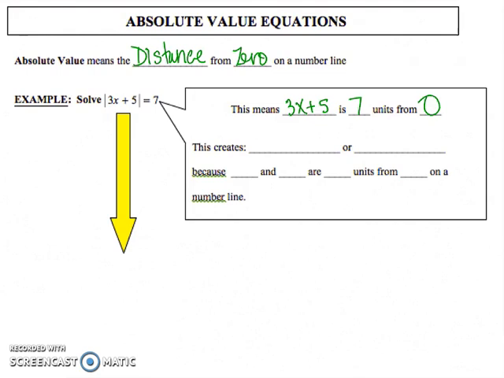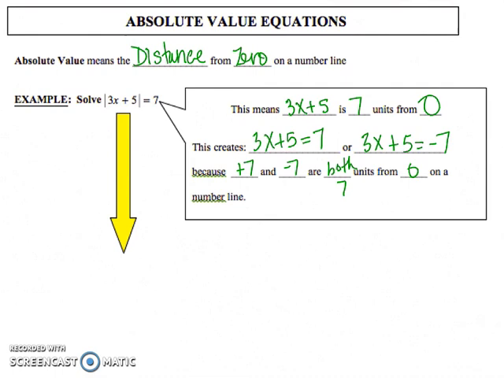So this creates two possible equations. It tells us that the equation is either 3x plus 5 equals positive 7, or there's another number that's 7 units away from 0, that's negative 7. So it could also be 3x plus 5 equals negative 7. And this is because positive 7 and negative 7 are both 7 units from 0 on the number line.